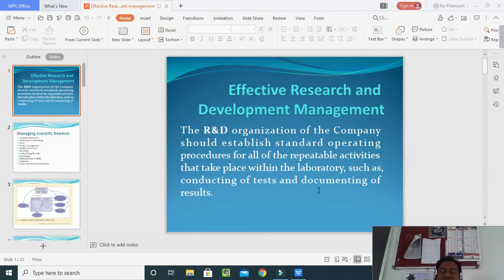So whatever the processes will be there in the organization or in the company, from the starting of the manufacturing of the product until it reaches the hands of the consumers, all the activities that take place in the laboratory, how the tests are conducted, and how the results are documented after collecting the data or feedback from the customers. All these repeatable activities and processes are known as effective research management.